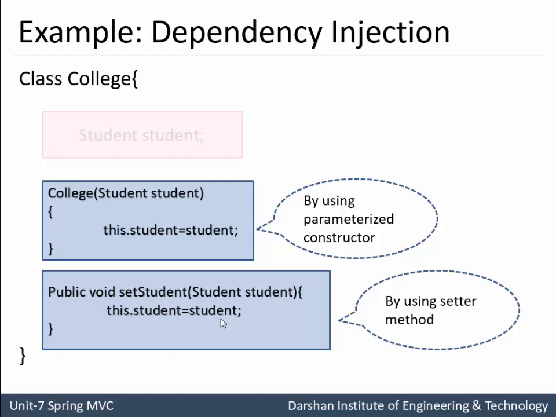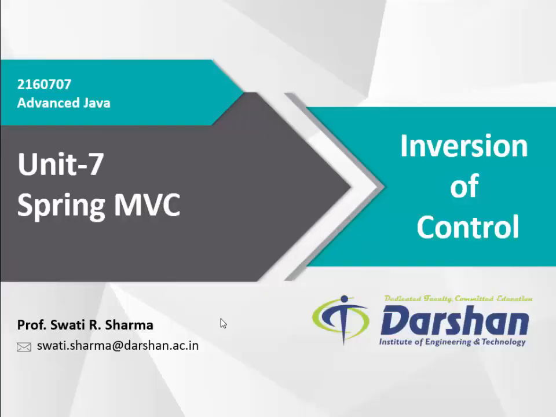So by using a setter method also we can create dependency injection. In this video we have learned two things. One is tight coupling, and how to avoid it by two methods: one is by creating a parameterized constructor, another is by creating a setter method. With this, I complete inversion of control. Students, inversion of control is the most important topic in the Spring MVC unit, so prepare it well. Thank you all of you.